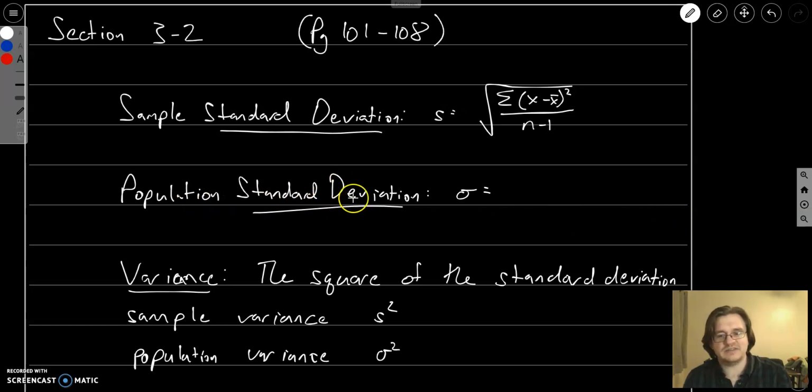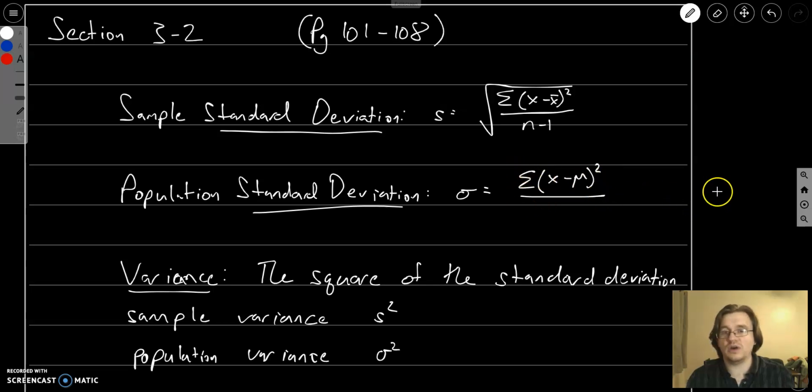The population standard deviation is nearly the same. We'll just have to make a few minor adjustments. So first, we'll take the population mean and subtract that from each data value. Remember that x bar is for a sample mean and mu is for the population mean, so that makes sense, replacing that. We again square it and sum all the data values. One big change is that we divide by the number of elements in our population, not the population minus 1.